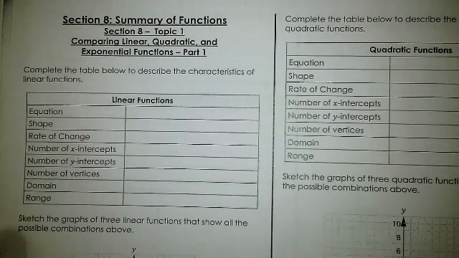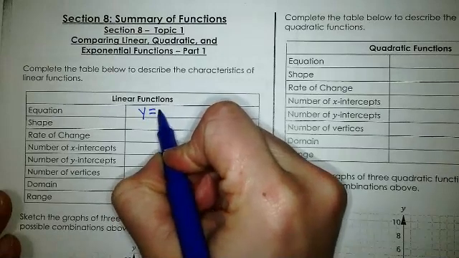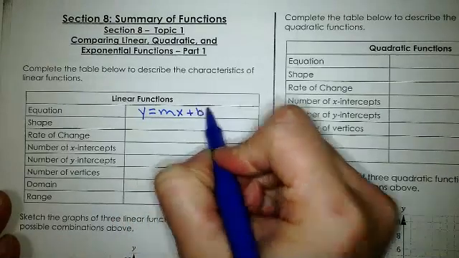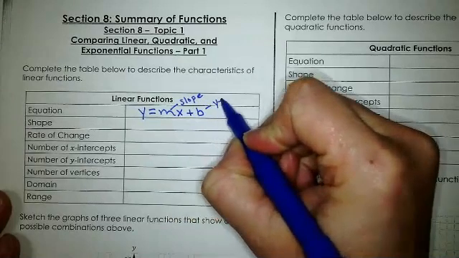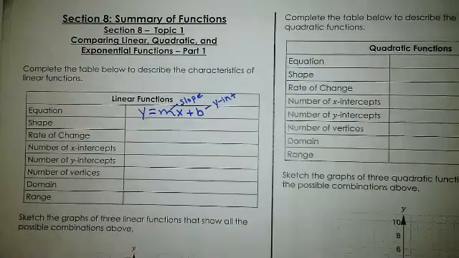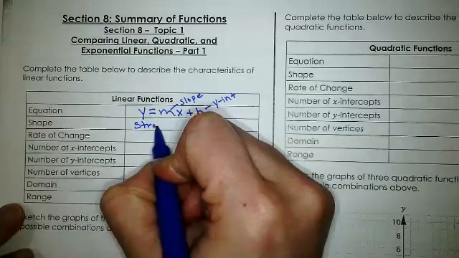The most basic form of a linear equation is slope-intercept form, which is y equals mx plus b, where m is the slope and b is the y-intercept. The shape of a linear function is a straight line.